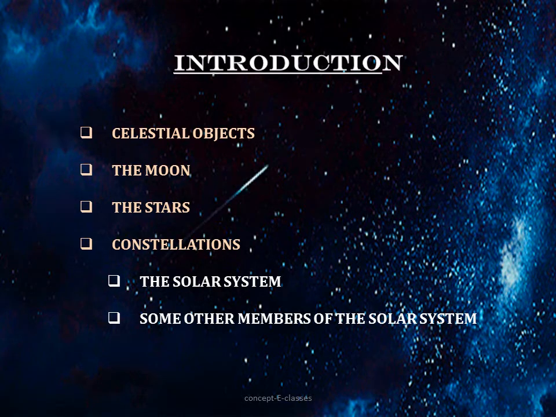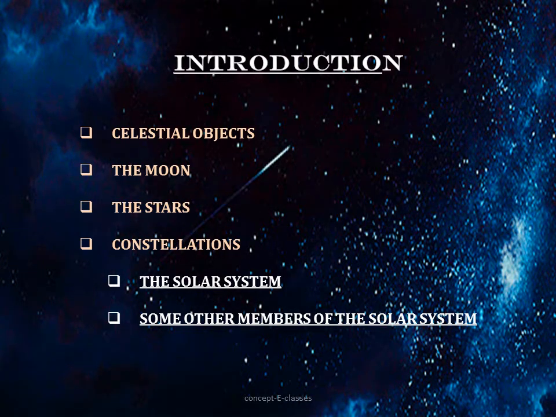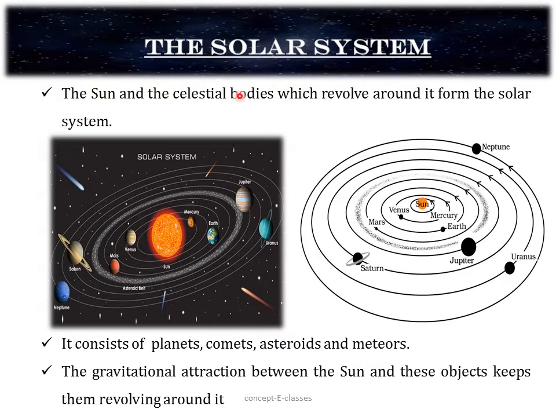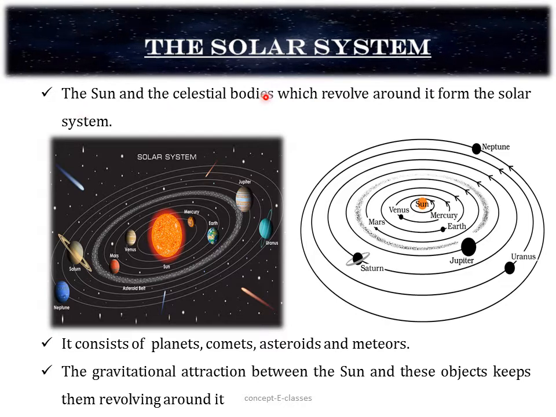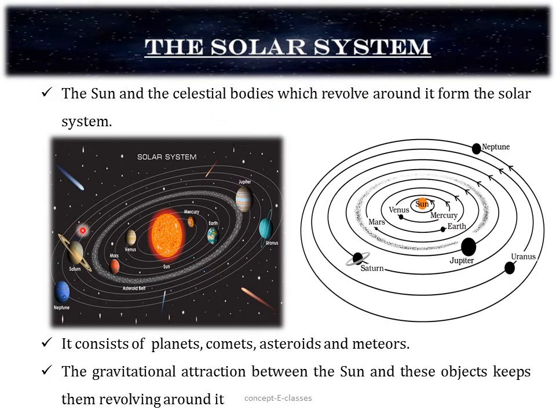Now in part 2 we'll deal with the solar system and some other members of the solar system like the asteroids, the comets, meteors and artificial satellites. So the first topic is the solar system. The sun and the celestial bodies which revolve around it form the solar system.